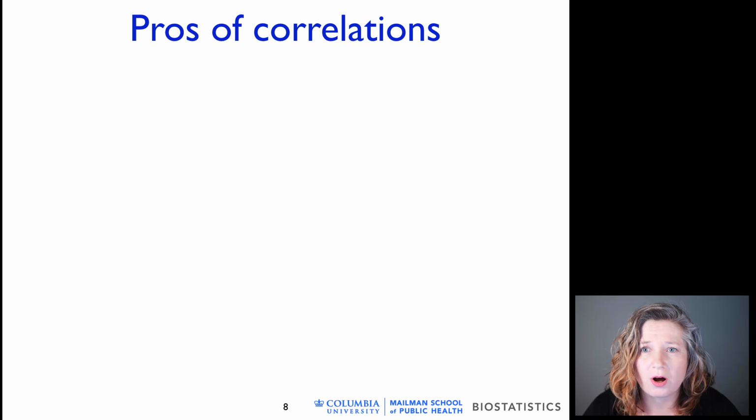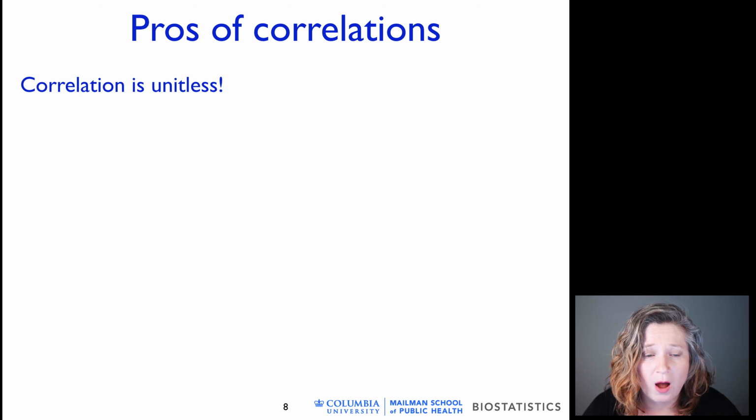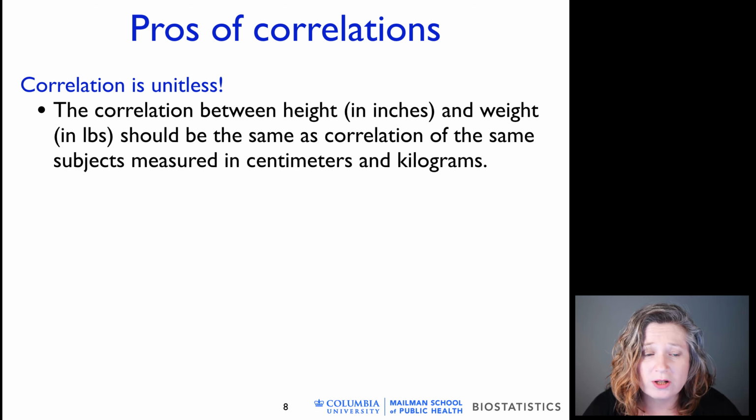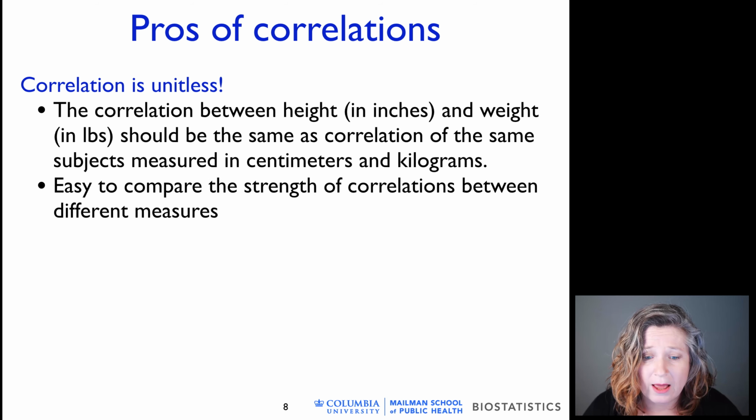So what are the pros of correlations? Why correlations are so popular? Well, first of all, correlation is unitless. For instance, the correlation between height and weight, when computed in inches and pounds, will be the same as the correlation of those same subjects when expressed in centimeters and kilograms. The correlation numbers should be the same.